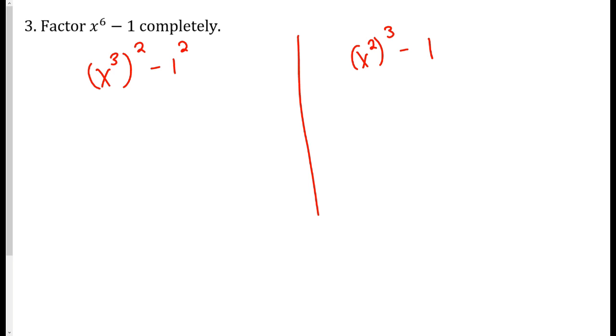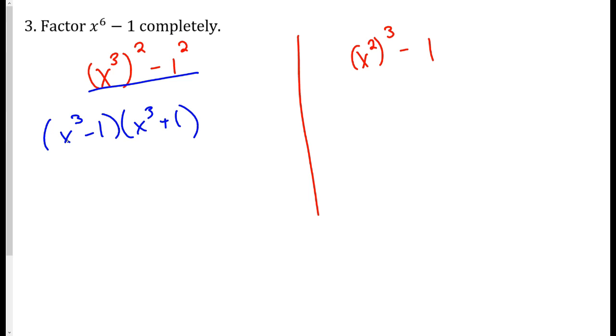Number 3, factor x to the 6th minus 1 completely. So there's actually two ways to go about this. You can say, hey, that's the difference of perfect squares, x cubed squared minus 1 squared. Or you can say that's x squared cubed minus 1. Either way is going to work, but it's going to be more beneficial for us to factor it this way first. So the difference of perfect squares is x cubed minus 1 times x cubed plus 1.